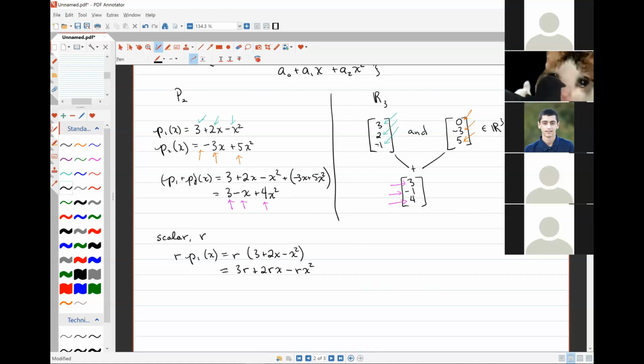And if I were to compute the same thing over here, if I was going to compute r times 3, 2, minus 1, I would get 3r, 2r, and minus r. Again, exactly the same correspondence, just as the coefficients of the different degree terms.